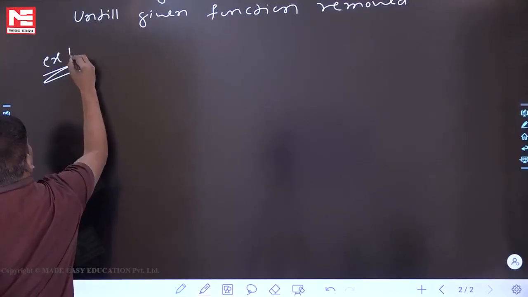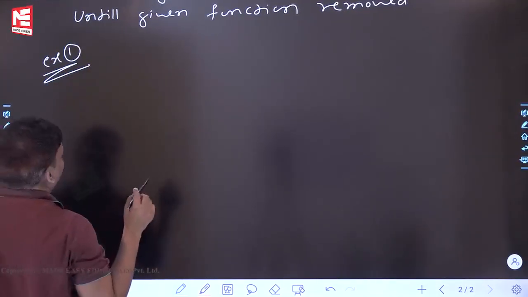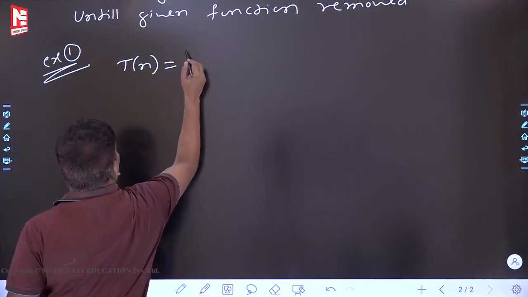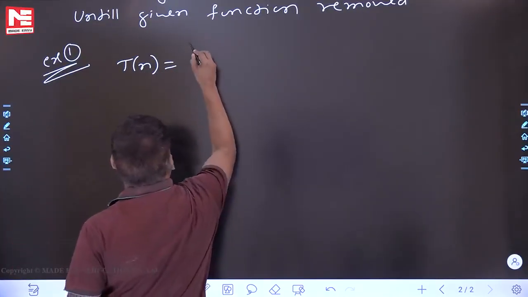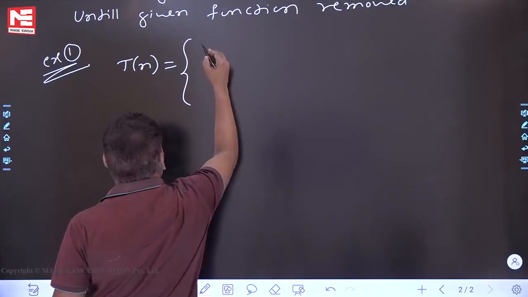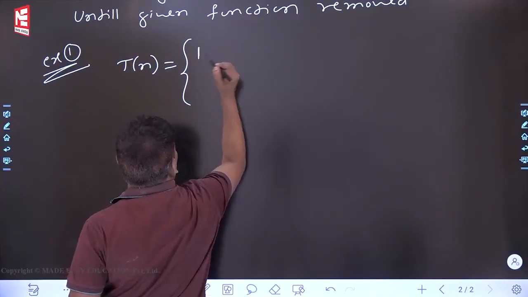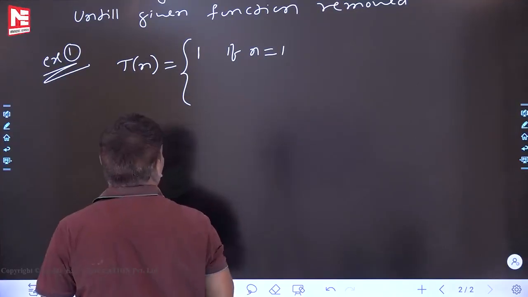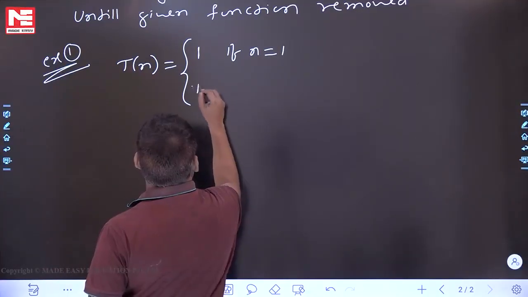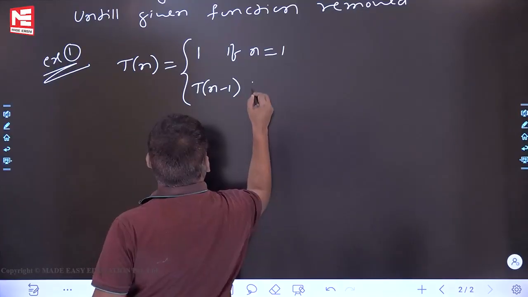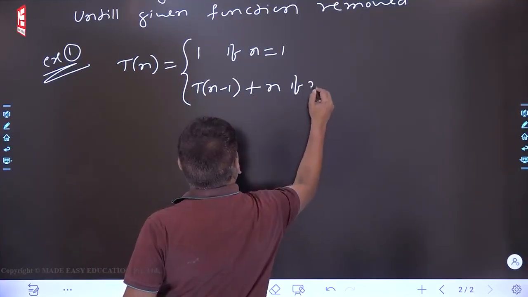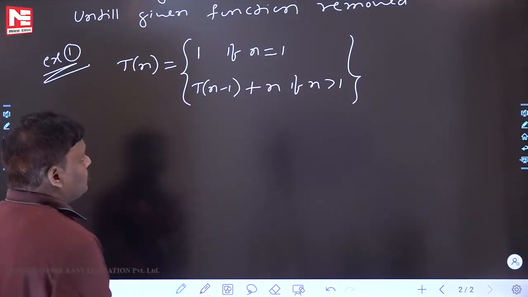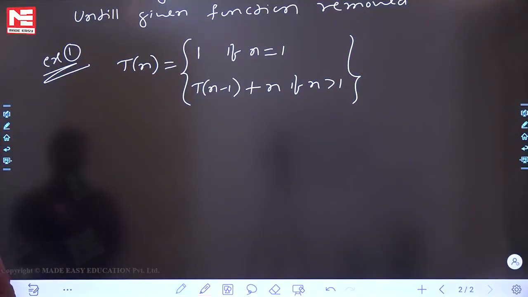Example 1. From now onwards, please be careful. Recurrence relation: T(n) is equal to 1 if n is equal to 1, otherwise T(n-1) + n if n is greater than 1. This is the recurrence relation. How to solve, I will explain now.